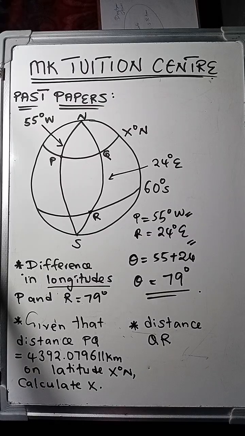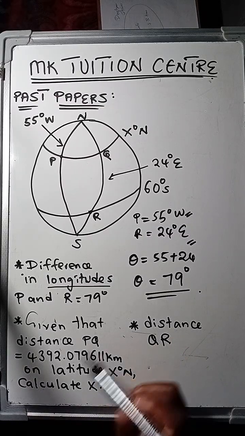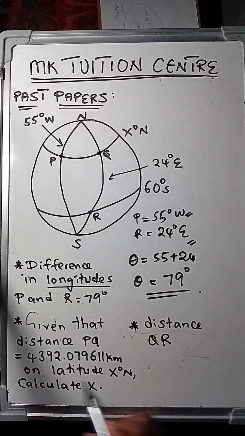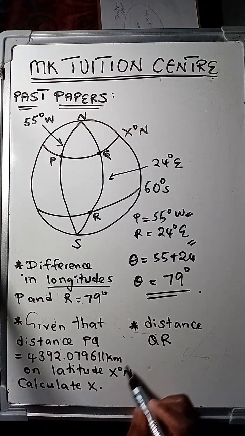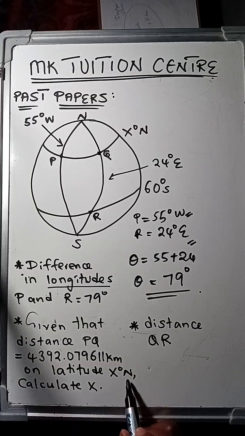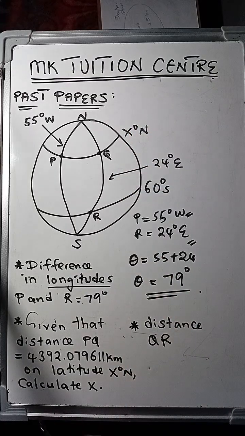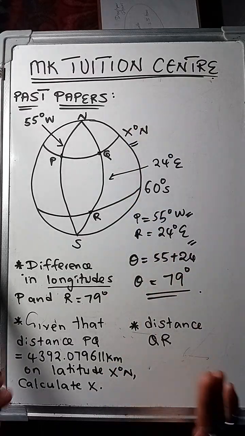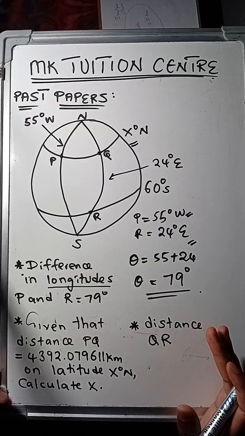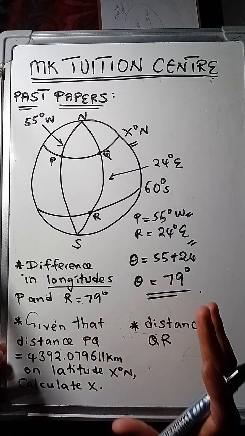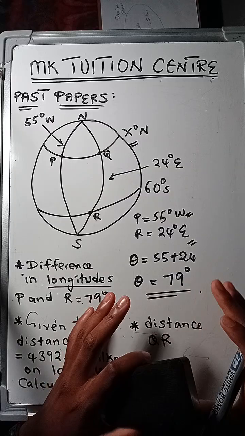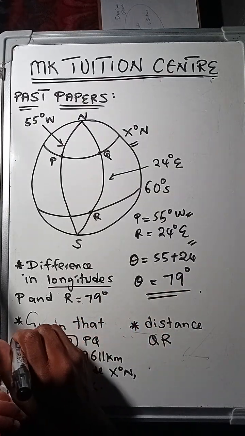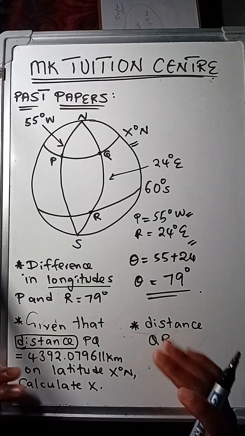Let's look at the second question. It says, given that the distance PQ from here to here is this one, kilometers, on latitude X degrees north, calculate X. Let's find this X. We are going to respect what they have given us. So we're going to use what they have given us to find what they are looking for. In this case, they have given us distance, so we're going to stick to the formula for finding distance.